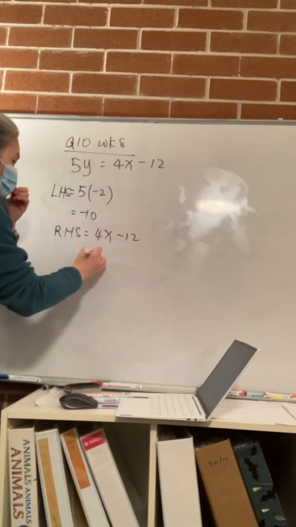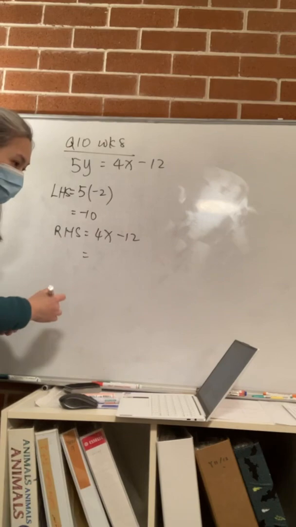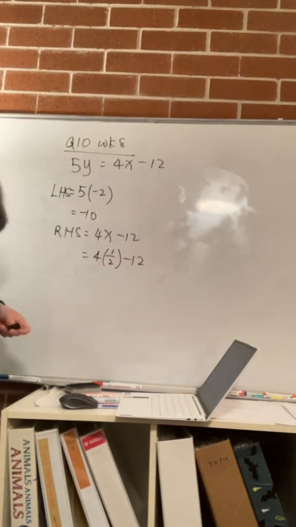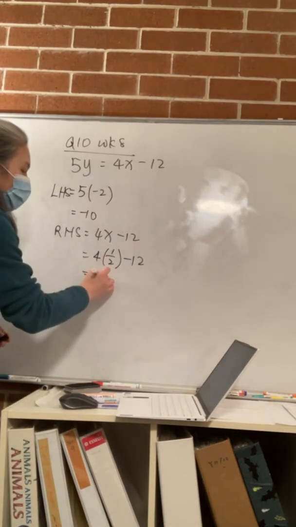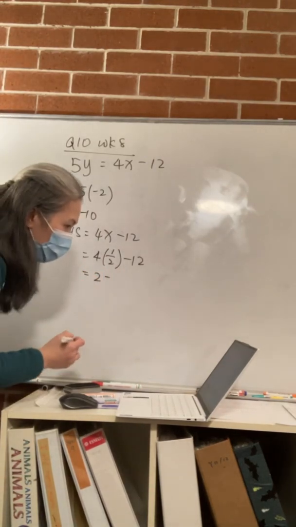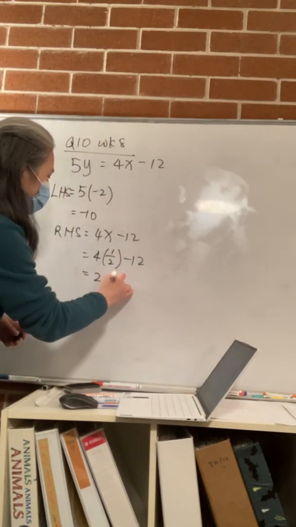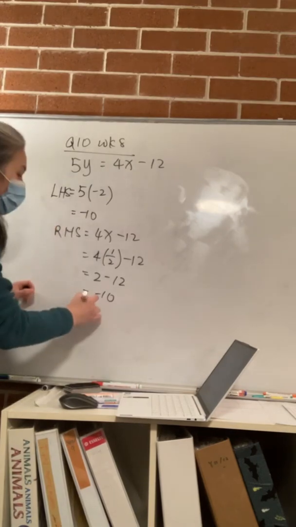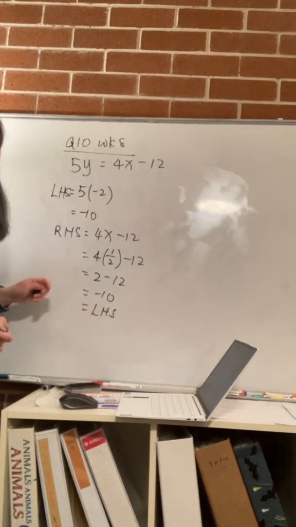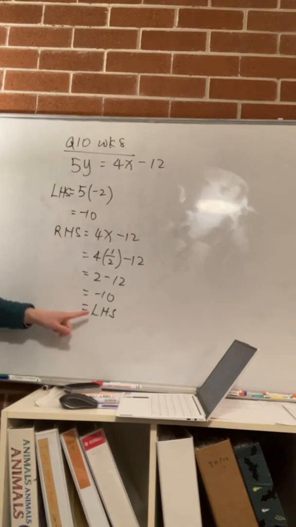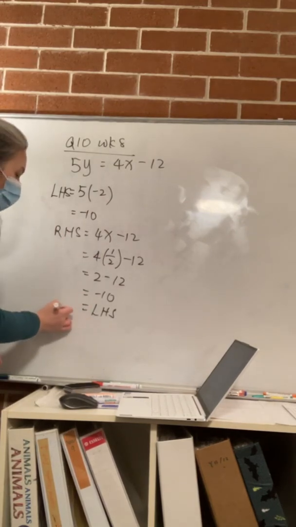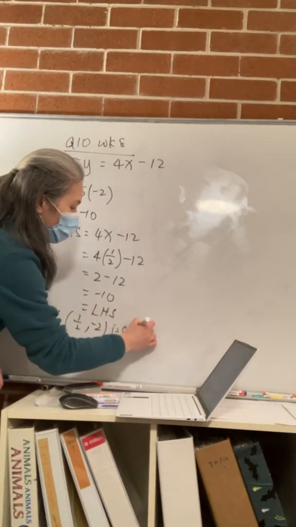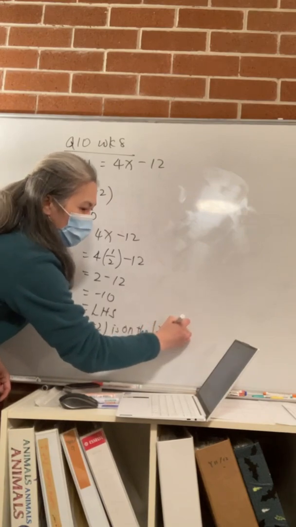4x minus 12, and what's your x? x is a half, 1 over 2. So 4 times 1 over 2 is 2, and 2 minus 12 equals minus 10. And minus 10 you already know is the left-hand side, so I can write this equal to the left-hand side. You see, the right-hand side is equal to your left-hand side. Then you can do your conclusion. Therefore, the point a half, minus 2 is on the line.